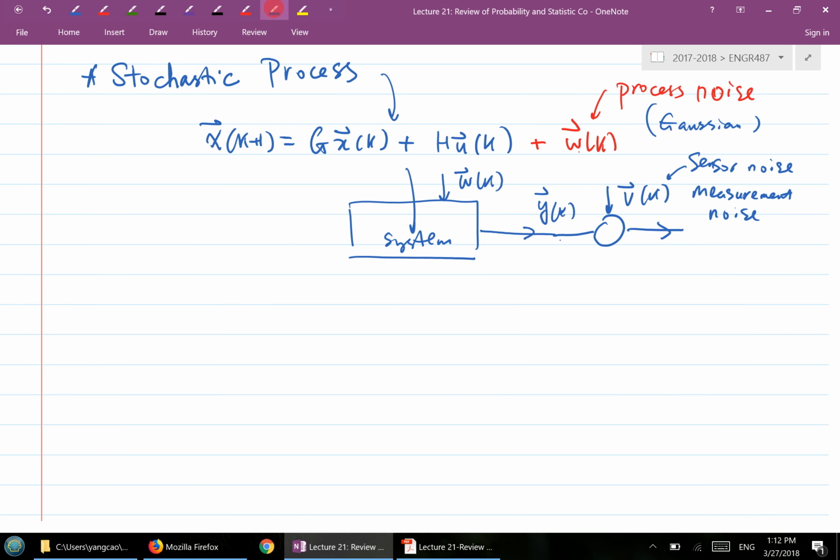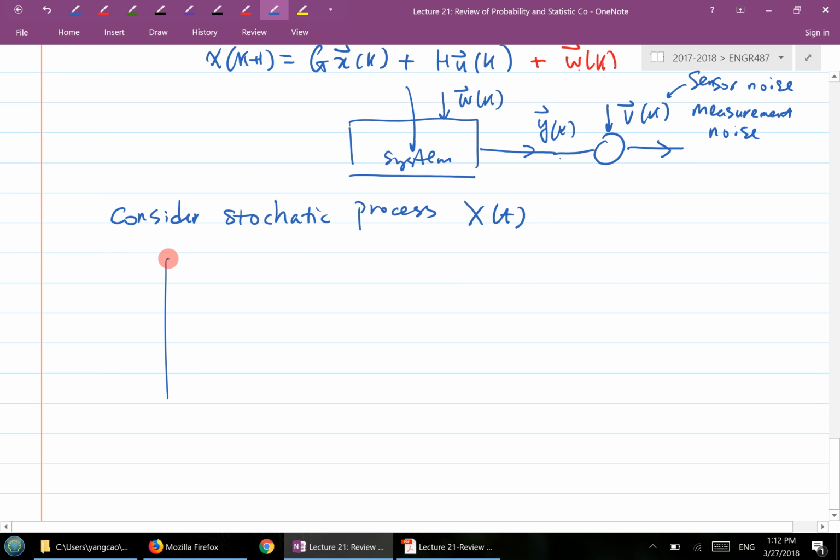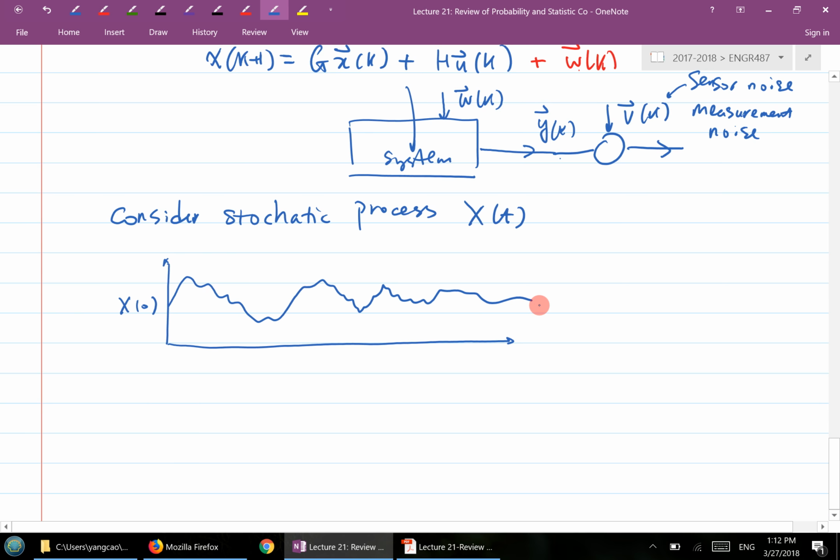I'm going to draw a few graphs here. Let's consider a stochastic process, using capital X of t to illustrate this. If I run it for the first time, starting from initial condition x of 0, it's the same initial condition, then you have probably a response like this. Now this is a random variable.